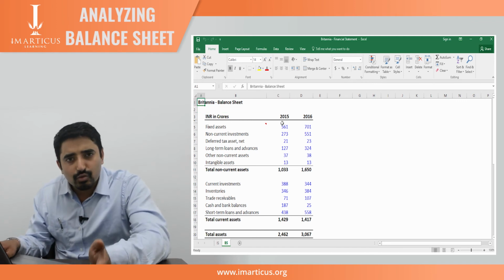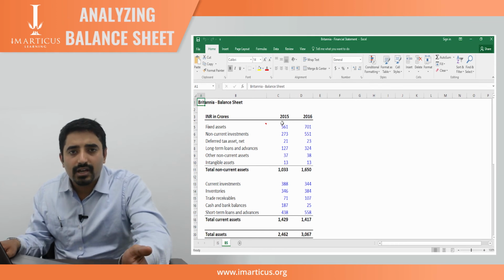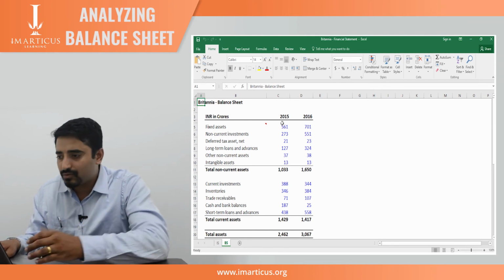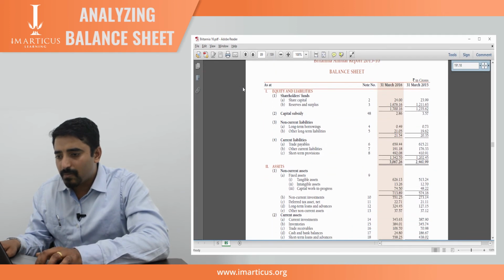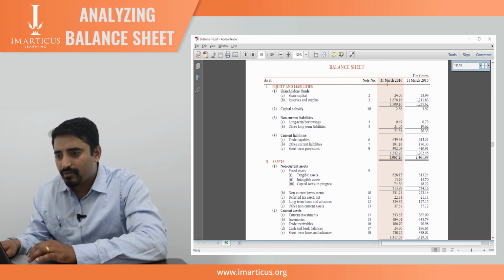So where have I sourced this data from? I've sourced this data from the PDF annual report, which is this, right? So you usually take the data from the annual report or the PDF file and put it in Excel. And usually when people look at financial statement analysis, they try to look at the last 3 years, 5 years, 10 years. There's no right or wrong answer here, but you need to look at historical data just to see how the trend has been. Although here we are going to deal with 2 years of data.